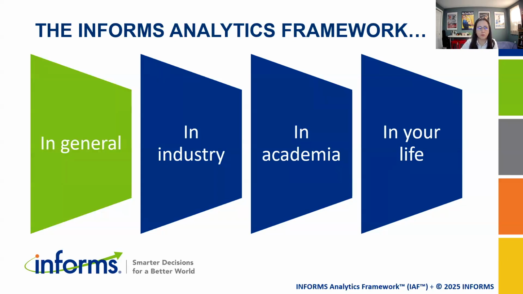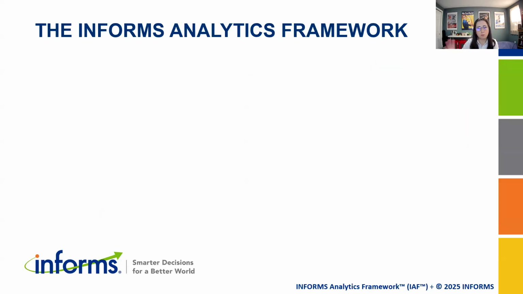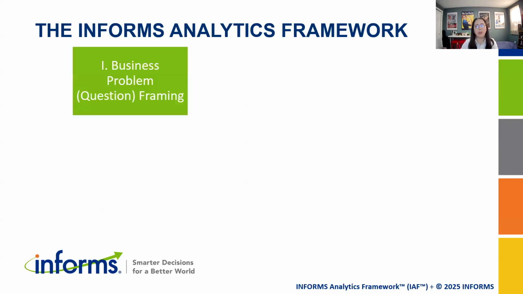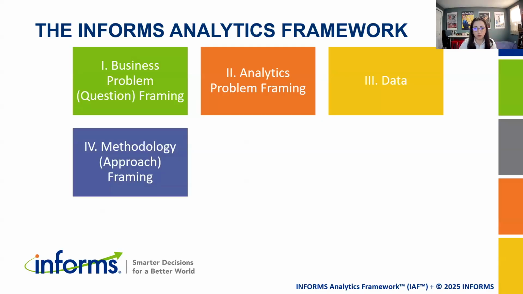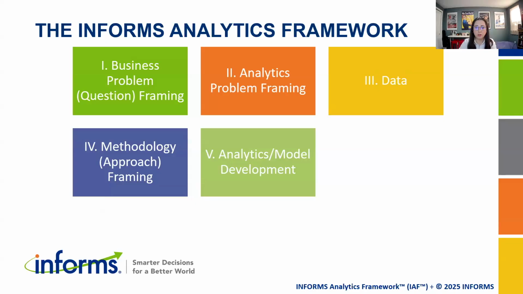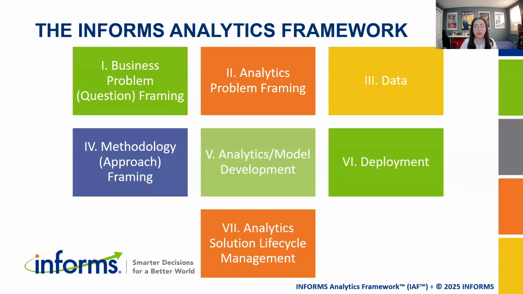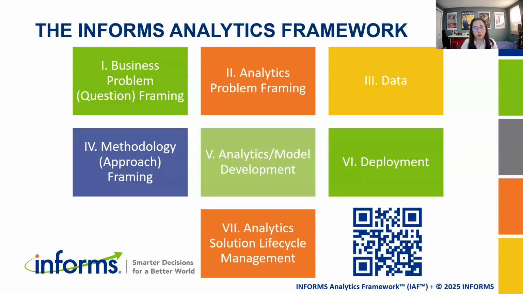First, this big picture overview: we have these 7 domains. What is an analytics professional? The first thing is business problem and question framing. Then the business problem becomes the analytics problem. In order to do any analytics, you've got to do things with data. You need methods to do analytics, actually make your models, deploy those models, and then manage those models over time. And again, there's this QR code to get the framework and all the details that go with it. But you might be asking, why does this exist?